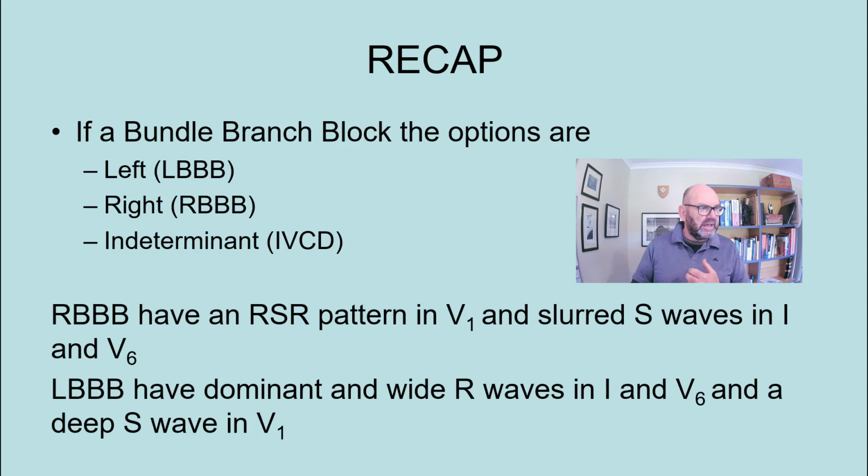And the basic rules for picking a right bundle branch block are this bimodal or biphasic R wave, the RSR pattern in V1, and that lovely, easy to pick slurred S wave, the later part of the ventricular depolarization that we see in leads 1 and V6. A left bundle branch block, it's almost the opposite pattern. So what we're seeing is dominant and wide R waves in 1 and V6 with a deep S wave in V1. With a left bundle branch block, the clinical significance is whether it's a new or an old finding.